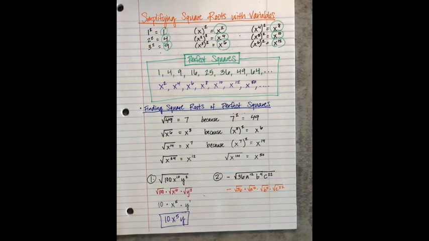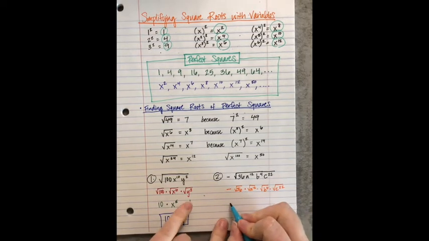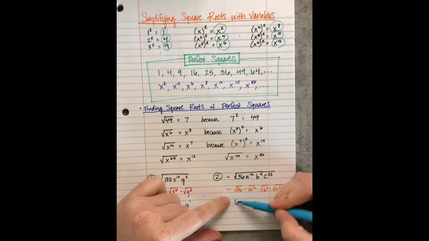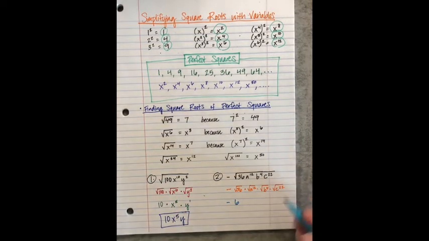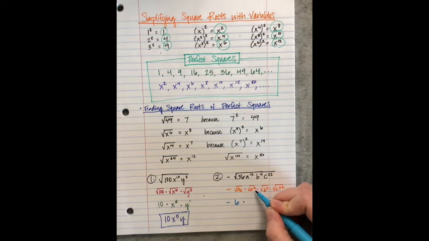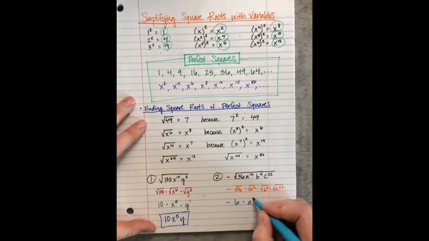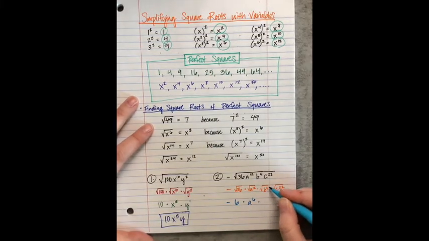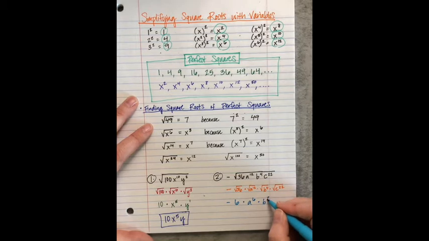Next, I'm going to simplify any of the perfect squares that I can, and guess what? All of these are perfect squares. This is a perfect square number. Square root of 36 is 6. So I just drop that negative, and that's now negative 6. Square root of a to the 12th. Well, half of 12 is 6, so that'd be a to the 6th. Square root of b to the 4th would be b to the 2nd.